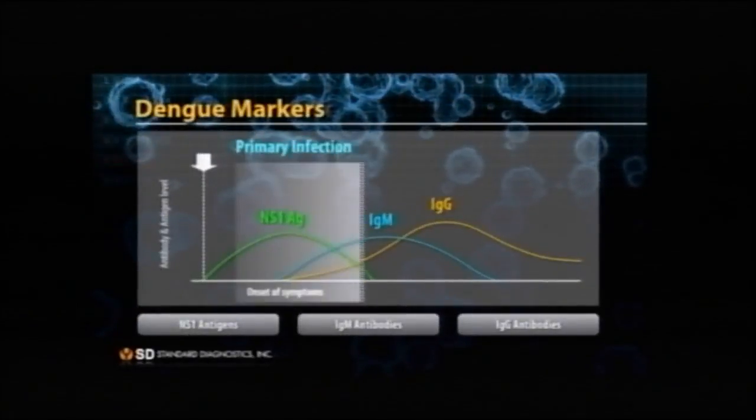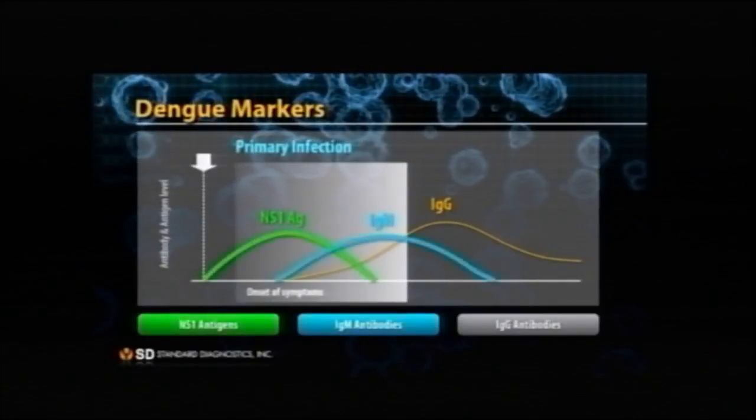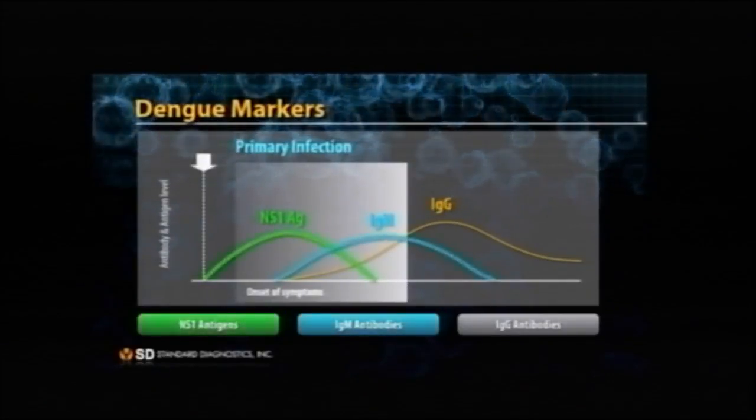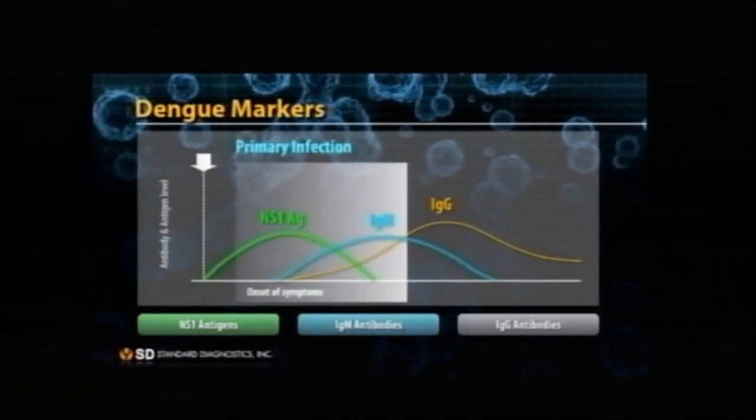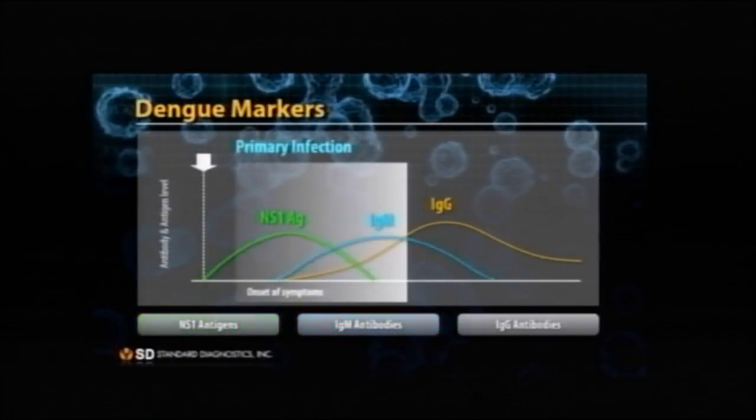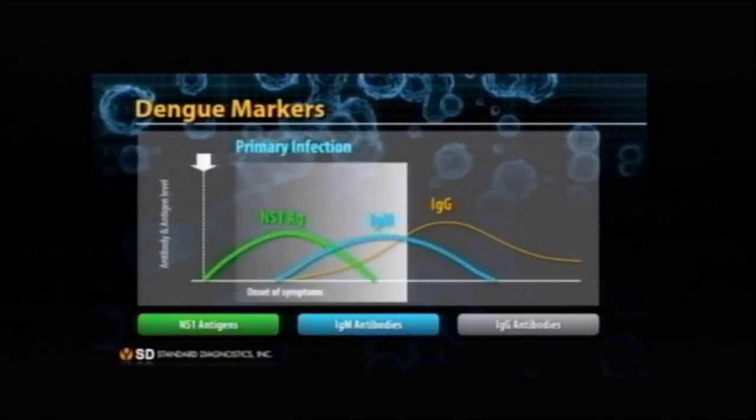In immune response to primary infection, NS1 antigen is produced from day 1 after onset of fever and up to day 9. And typically, primary infections have a stronger and more specific IgM response.